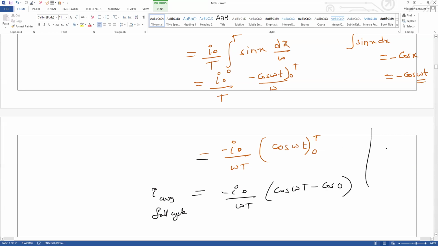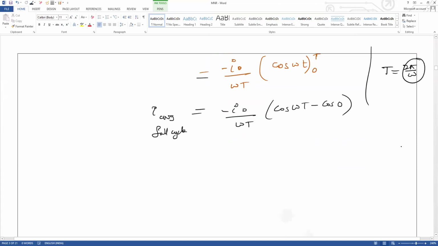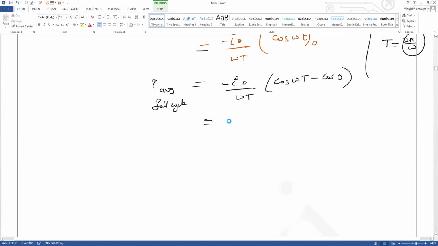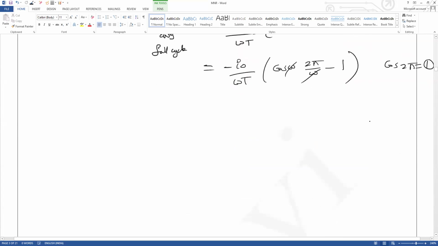Now, we all know the time period formula from 11th class. Anybody can tell, time period equals what? 2 pi by omega. So it equals minus I naught by omega T into cos omega into 2 pi by omega. Omega cancels. Cos 0 is 1, and cos 2 pi, which is cos 360, is also 1.